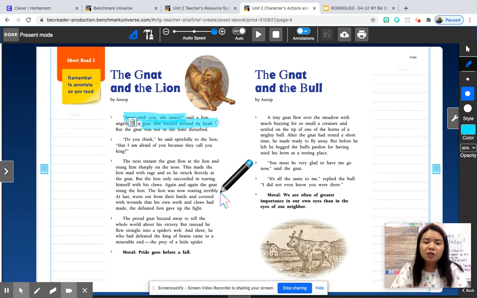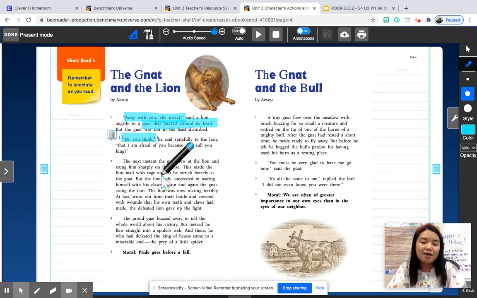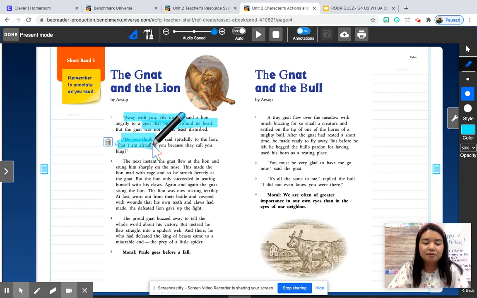Paragraph 2. "Do you think," he said spitefully to the lion, "that I am afraid of you because they call you king?" I also want to highlight that because I know that is how the gnat reacted to the lion. So he's not afraid of the lion, okay?